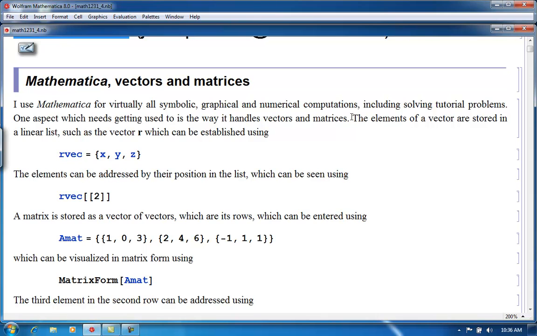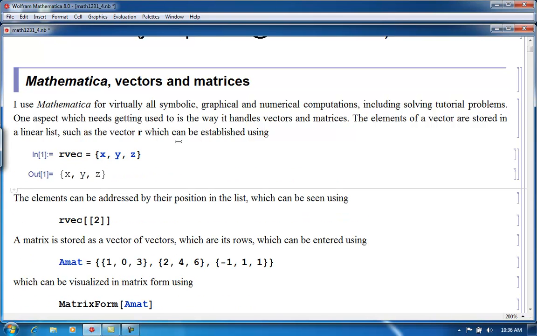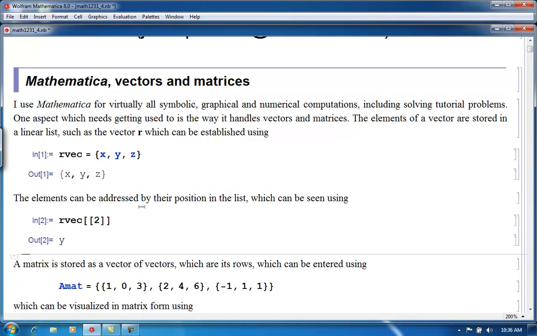The elements of a vector are stored in a linear list, such as the vector R, which I can establish using that. So the elements can be addressed by their position in the list, which can be seen using this. So the second element in the list is Y.